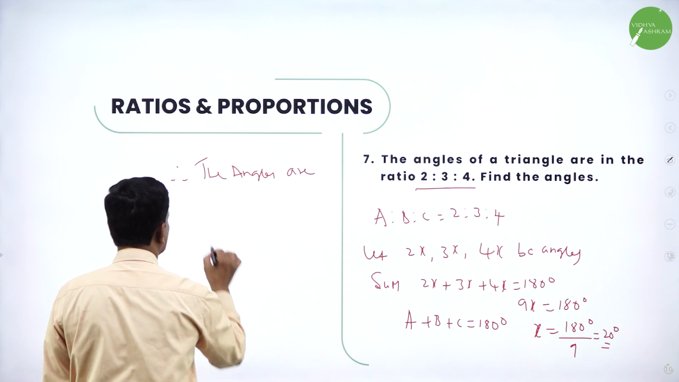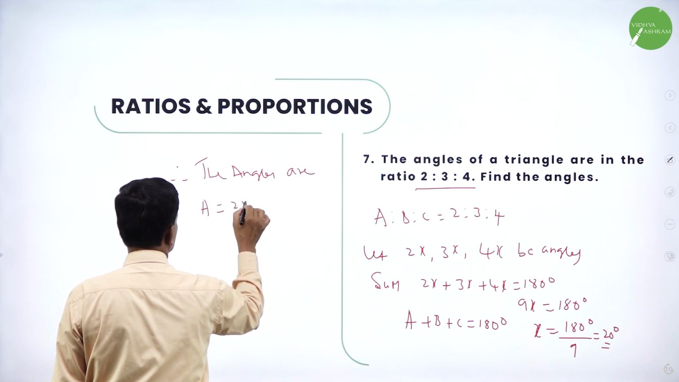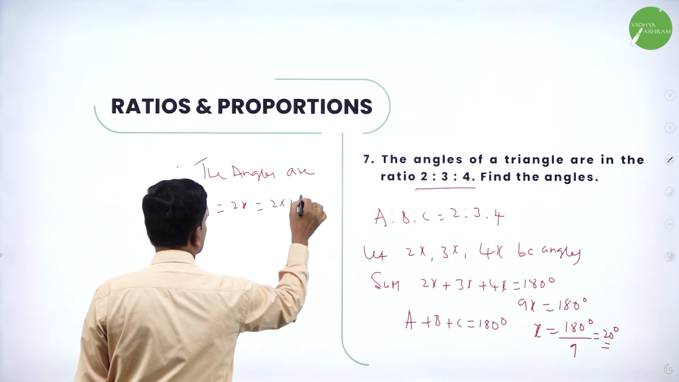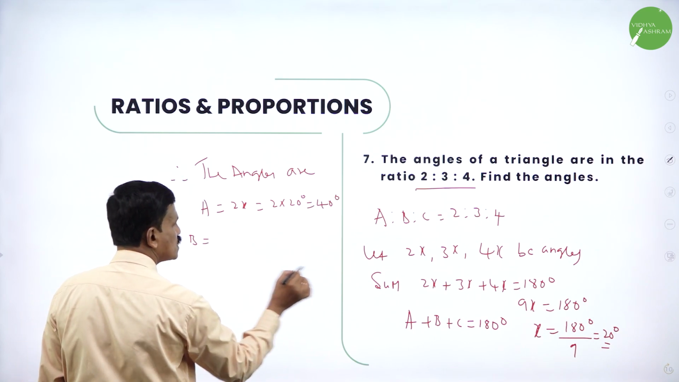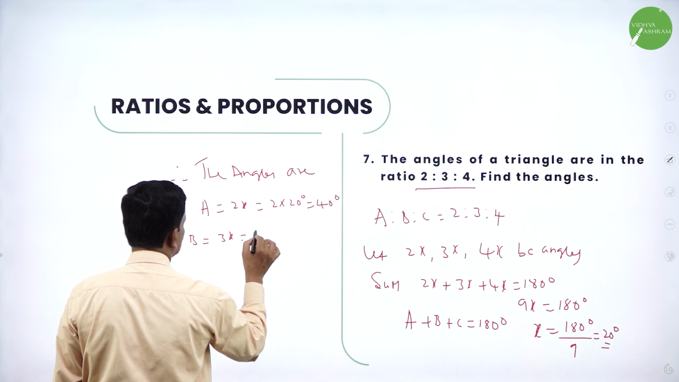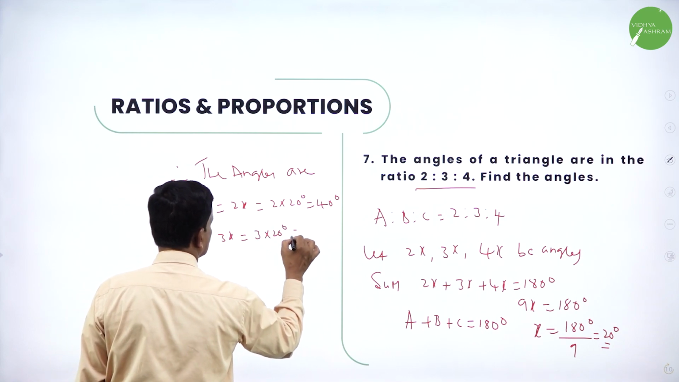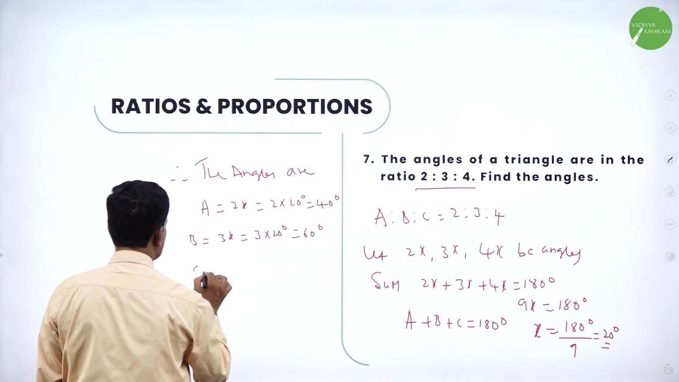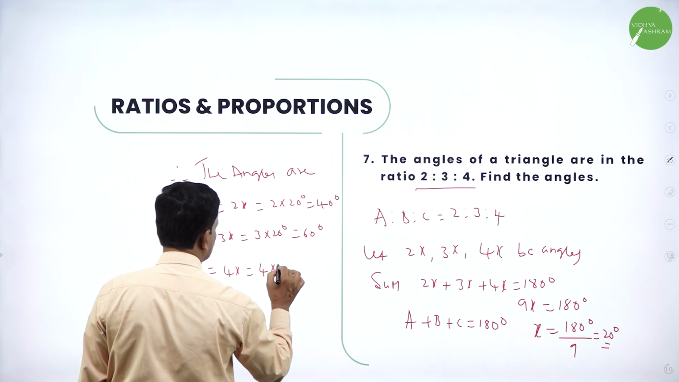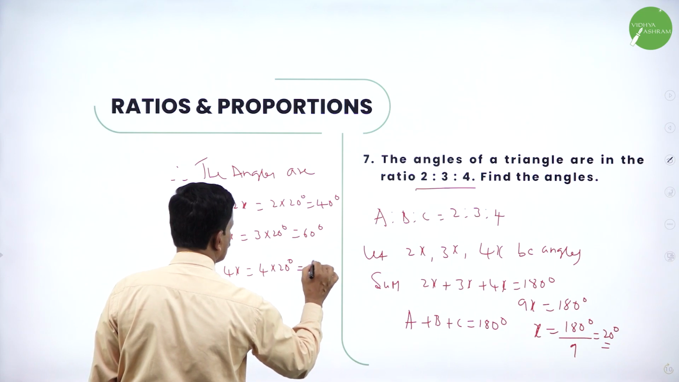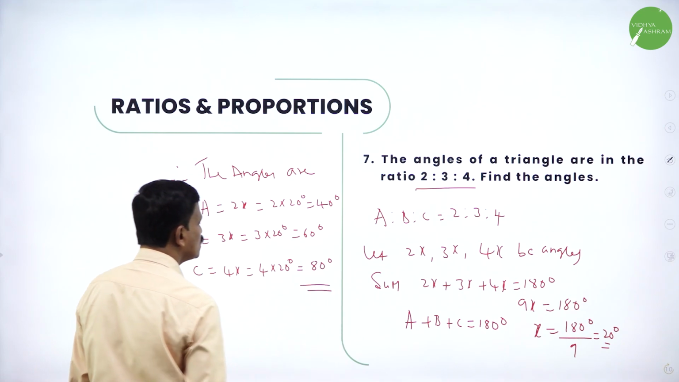are: A is nothing but 2x, 2 into 20 degrees, that's equal to 40. Angle B is 3x, 3 into 20 degrees, that's equal to 60 degrees. Angle C is equal to 4x, that is 4 into 20, that's equal to 80 degrees. So these are the angles.